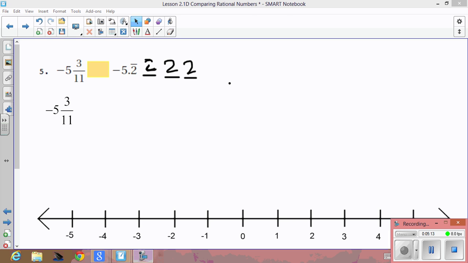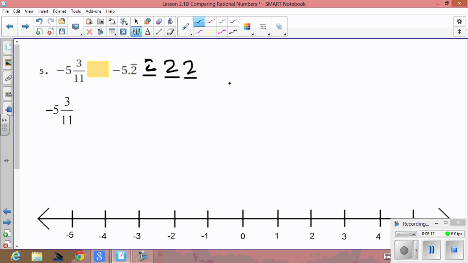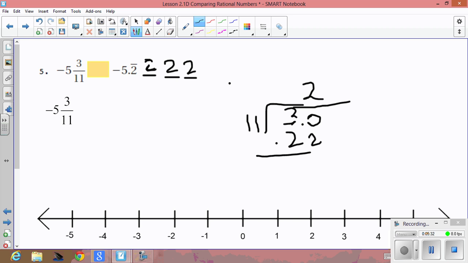So we're going to take 3 11ths, 3, and divide that by 11. 11 can't go into 3, so we add a decimal and a 0. 11 goes into 30 2 whole times. We get 22. Subtract, we get 8.